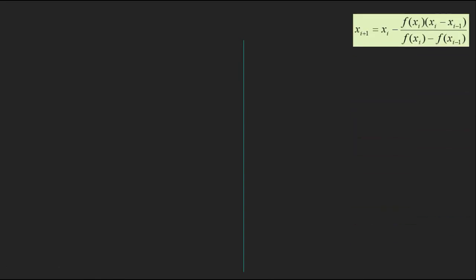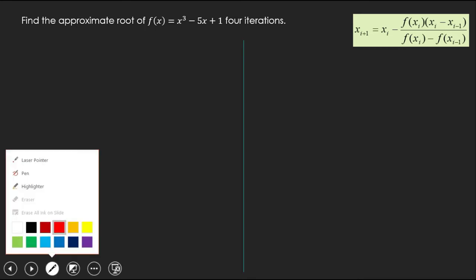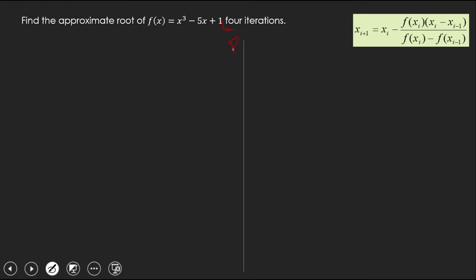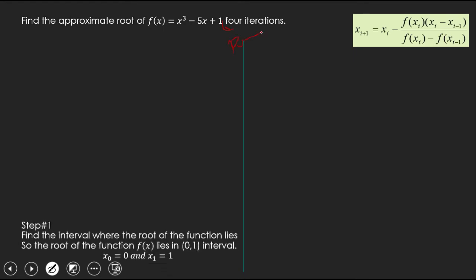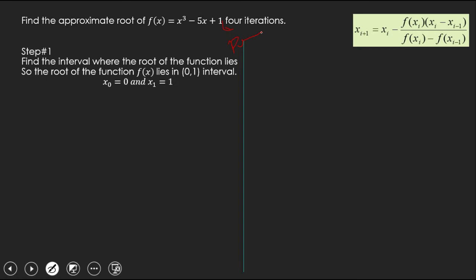Let us take an example of how to use the secant method to find the approximate root of a nonlinear equation. We have an equation: find the approximate root of f of x is equal to x cubed minus 5x plus 1, performing four iterations. First, we need to find the interval where the root of the function lies. The root of the function lies in the interval 0 to 1.